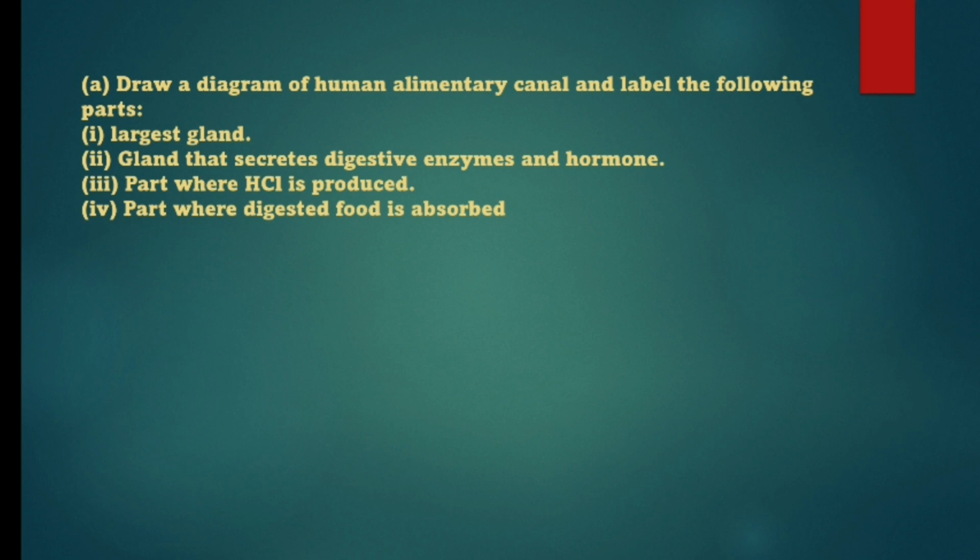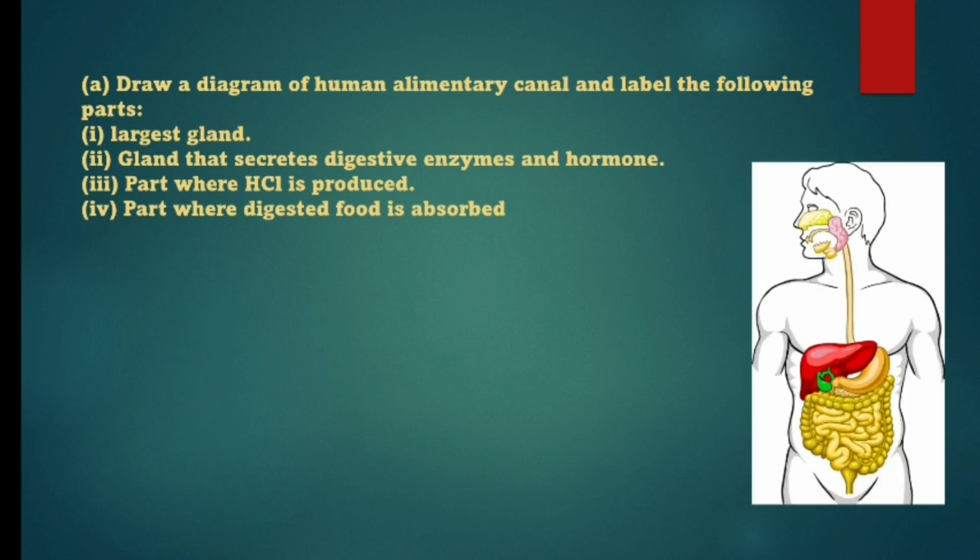Okay. Draw a diagram of the alimentary canal and label the following parts: largest gland, gland that secretes digestive enzymes and hormones, part where HCl is produced, and part where digested food is absorbed. So you can see that I've given a picture of the digestive system or the human alimentary canal, where you have to label the largest gland. So the largest gland is the liver. Alright, liver is the largest gland in the human body.